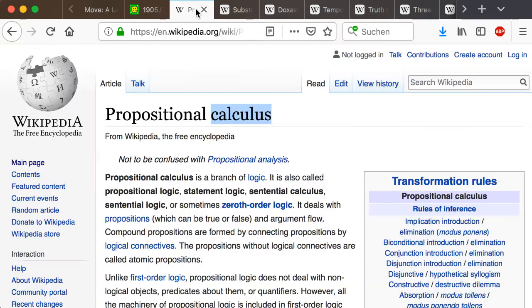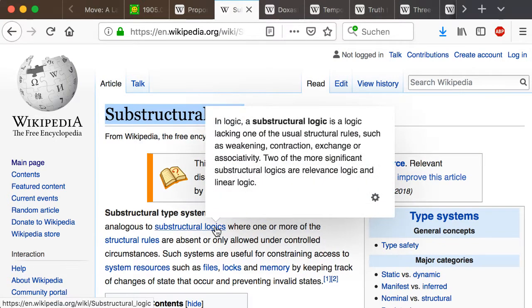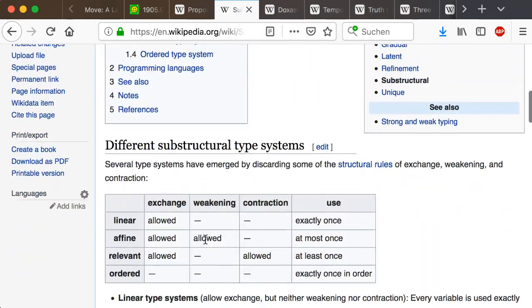Okay, so propositional logic. Well, here these substructural type systems, or substructural logics. I don't want to go on a million Wikipedia pages, but there's a lot of things on this, of course, right? So they use exactly once appeal that comes with the type system of move, has a corresponding so-called linear logic, this resource logic.